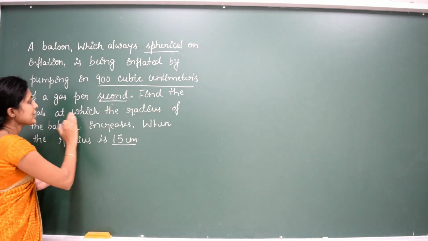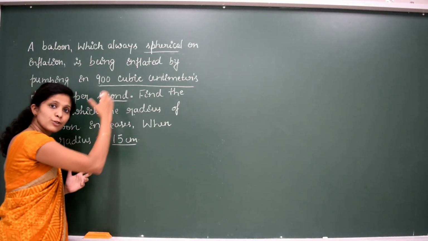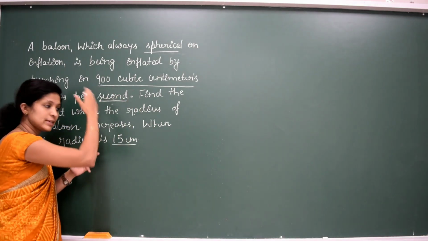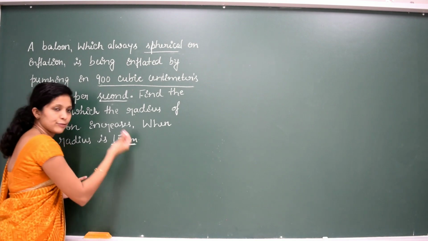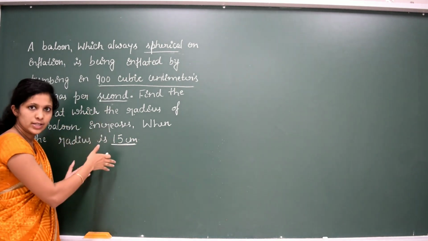Find the rate at which the radius of the balloon is increasing. You need to find the radius of a balloon with respect to the time t, when the value of r is equal to 15. Is it clear? I hope you understood this question.